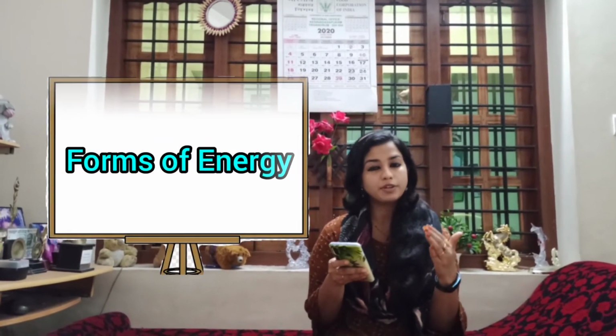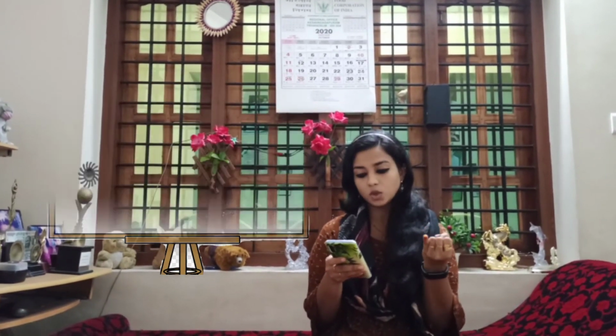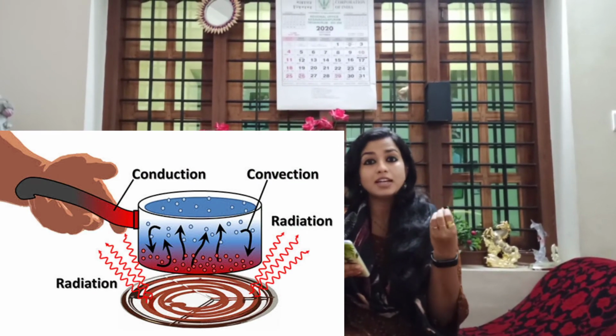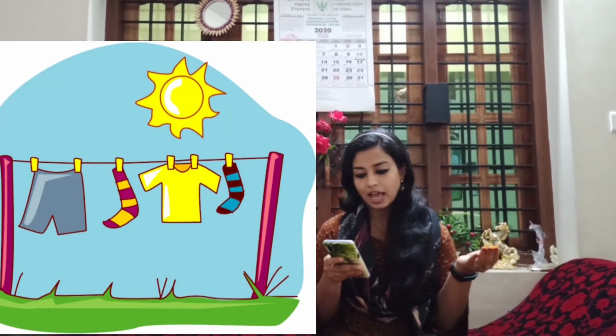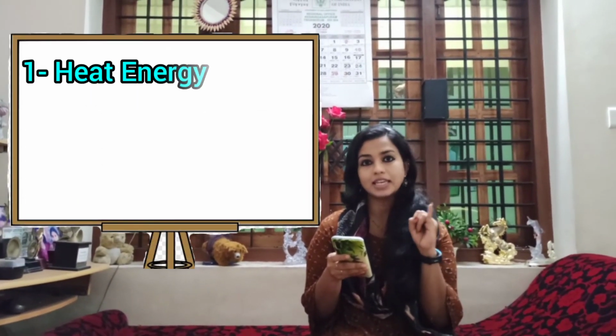And the last topic is forms of energy. Different forms of energy are there. First one is heat energy. So underline heat energy. You know the spelling of heat and also the spelling of energy. See children, heat is used to cook food, to dry many things, and also to produce electricity. We get this heat energy by burning fuels, underline, such as wood, coal, petrol and diesel. So the first form of energy is heat energy.